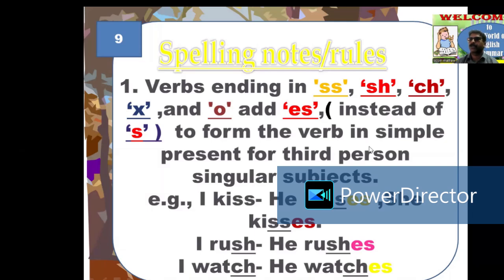The teacher responds to the student, exactly, the answer is correct. Well done, Anagha. It is I watch and she watches. Then the teacher asks Siddharth, can you think of a verb that follows these rules?